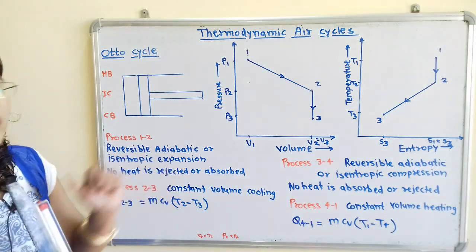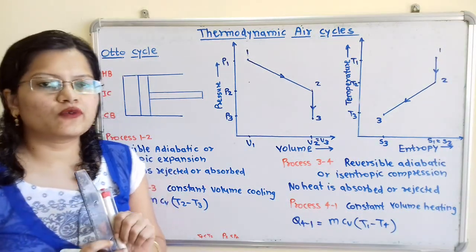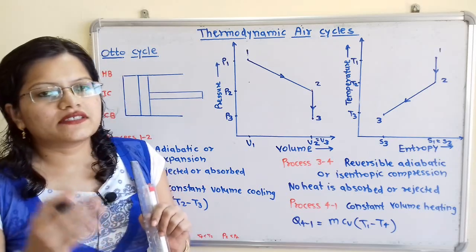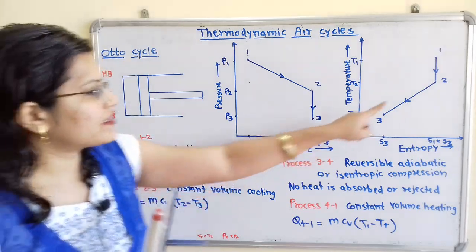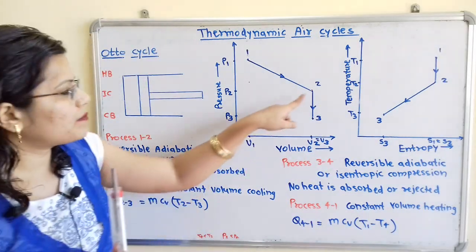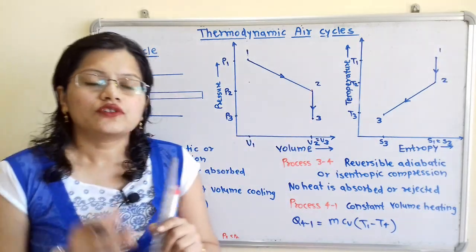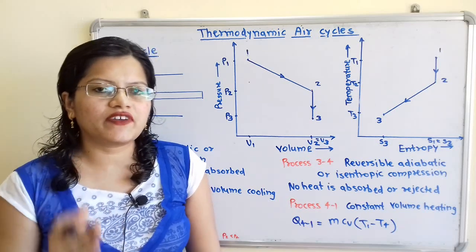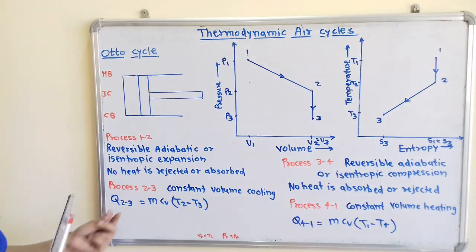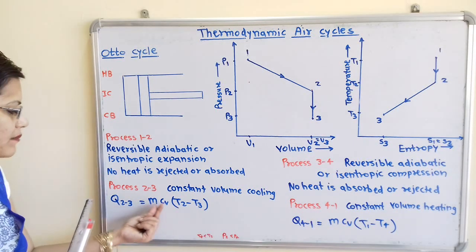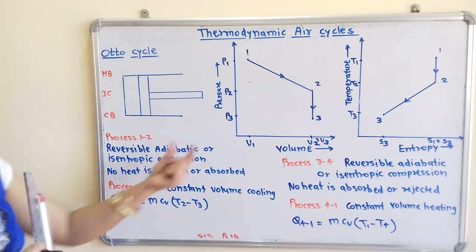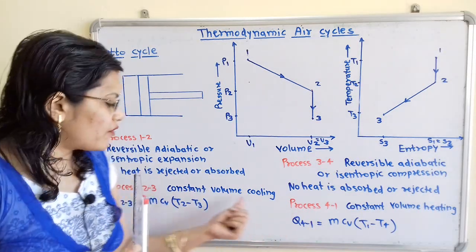Now this is the cooling process. So what is happening in cooling process? The heat is getting rejected. So what is the amount of heat getting rejected during the process 2 to 3? Now this process is taking place at constant volume, so we have to consider the specific heat at constant volume, that is Cv. So here formula is Q23 is equal to mCv (T2 minus T3). So this is the formula that we have to use for the calculation.